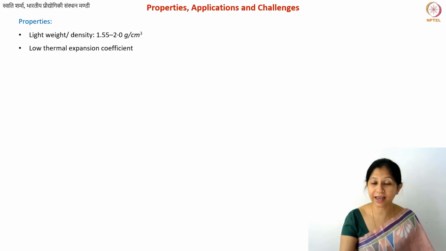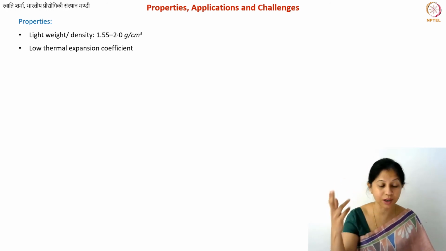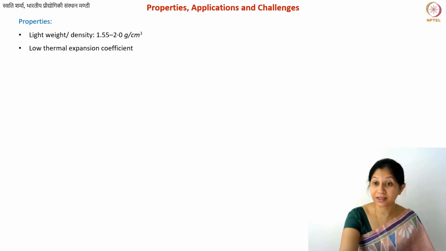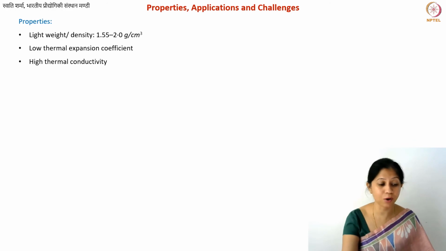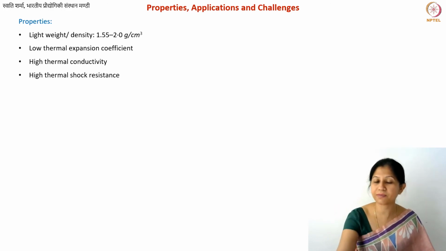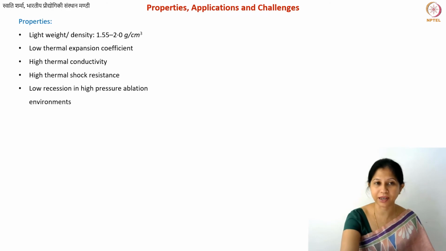Other properties, again, now we are thinking of properties similar to other carbon materials. The thermal properties for carbon-carbon composites are the most important ones. So you have a low thermal expansion coefficient, and you have good thermal conductivity. You also have good thermal shock resistance, and in fact these materials are used for a lot of high temperature applications.